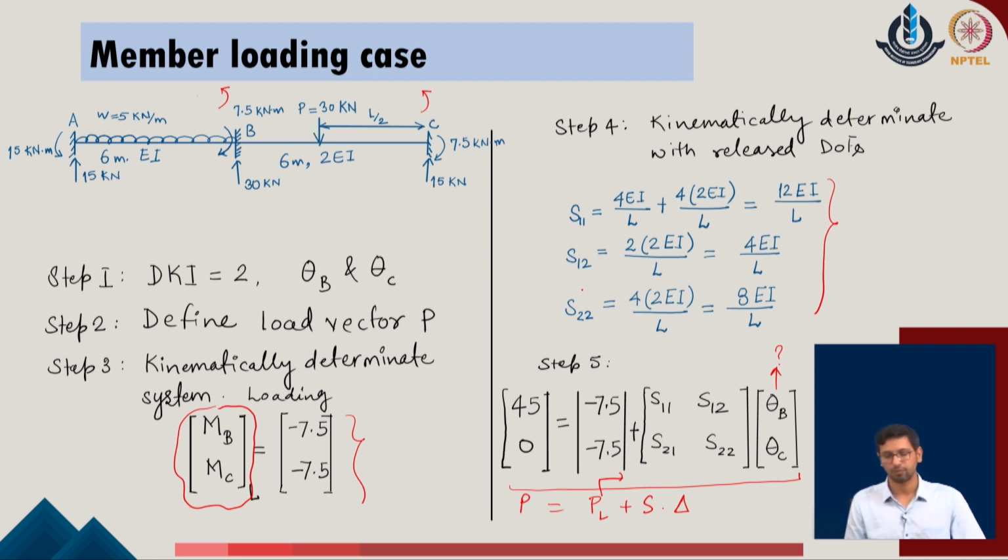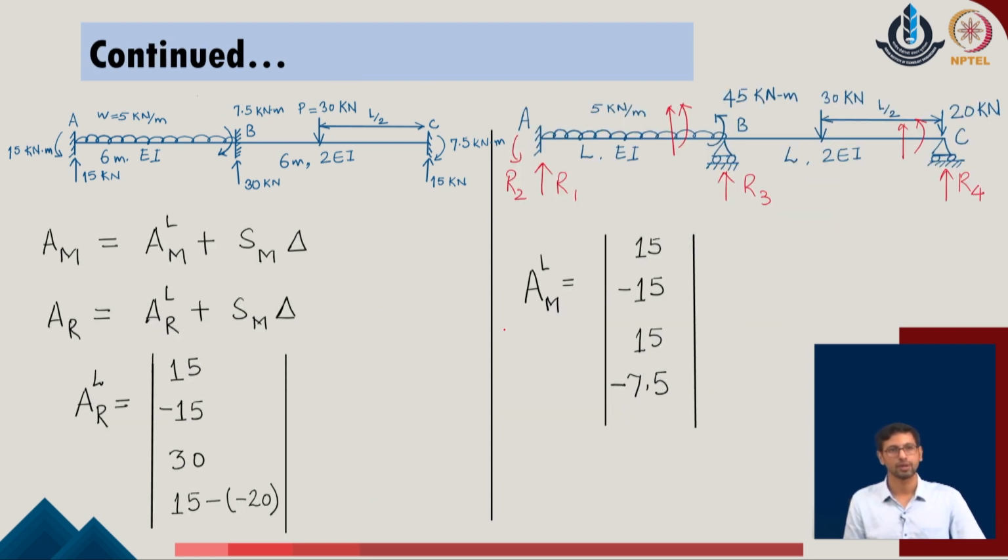Now, as a next step, once we have evaluated theta b and theta c in the given problem, we move to do the post computations of the given system. As in the discussions related to the simple problem with the joint loads, we identify that the member forces and the reactions of the system can be described in a similar manner, where A of M L defines the amount of the member forces with respect to the fixed ended system part.